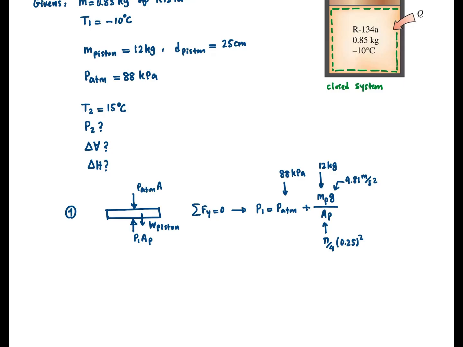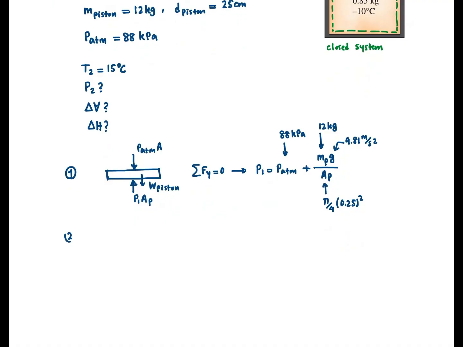Moving on to state number 2, I can draw the same free body diagram and I can write down the same equation because no additional force is applying on the piston. So P2 equals P1 equals atmospheric pressure plus the weight of the piston divided by the area of the piston, which is 90.4 kilopascal. And please make sure to check the units. So this is going to be our final pressure.